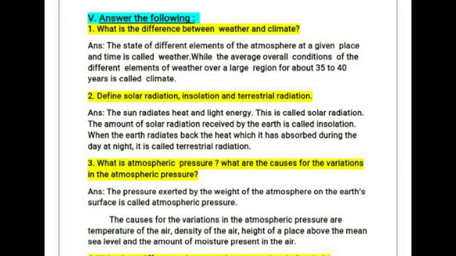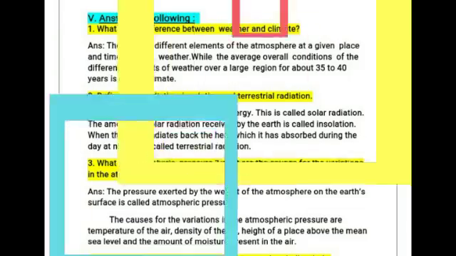Next one, what is atmospheric pressure and what are the causes for the variations of the atmospheric pressure? So the pressure exerted by the weight of the atmosphere on the Earth's surface is called atmospheric pressure. And the causes for the variations in the atmospheric pressure are the temperature of the air, density of the air, height of a place above the mean sea level, and the amount of moisture present in the air. What is moisture? The water content present in the air.